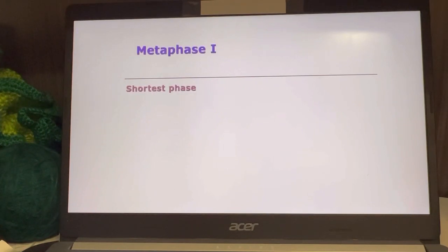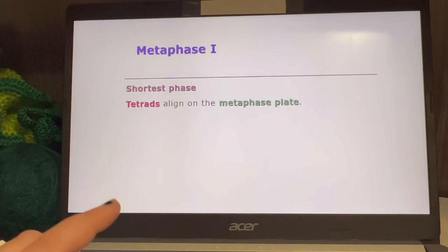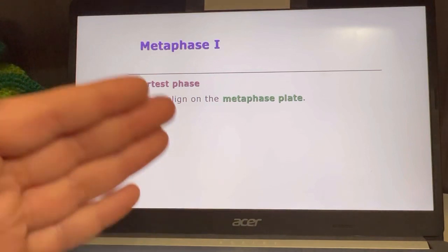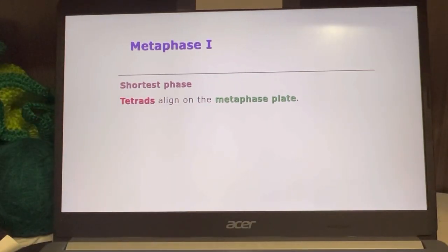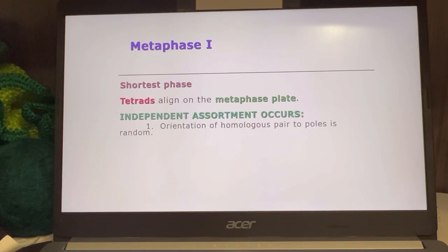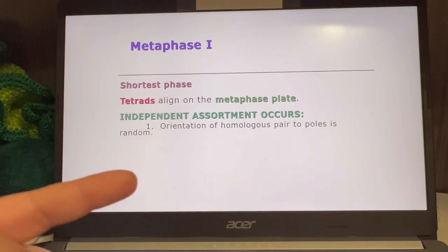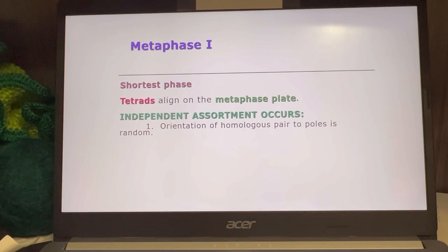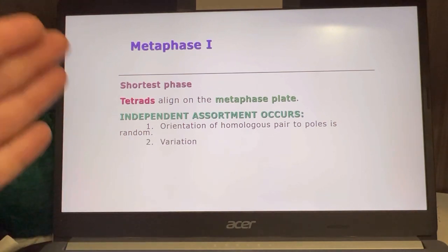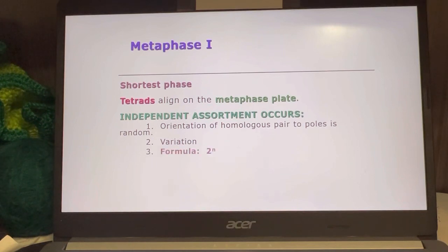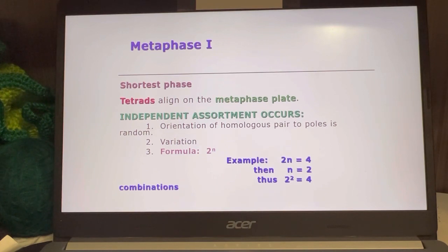Metaphase 1 is the shortest phase. The tetrads align on the metaphase plate, which is the center of the cell. Independent assortment occurs, so the orientation of homologous pairs from pole to pole is random. They will randomly be situated along the metaphase plate. For variation, the formula is 2 to the n. For example, if n equals 2, then 2 to the n is 4. We will get into that a little later.